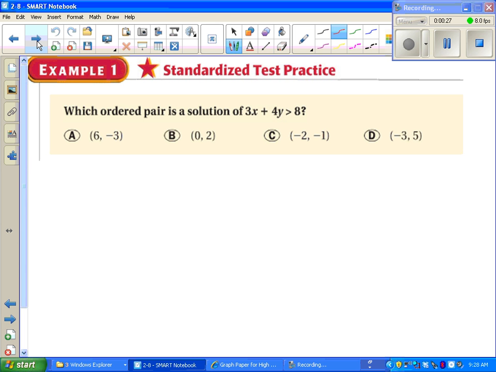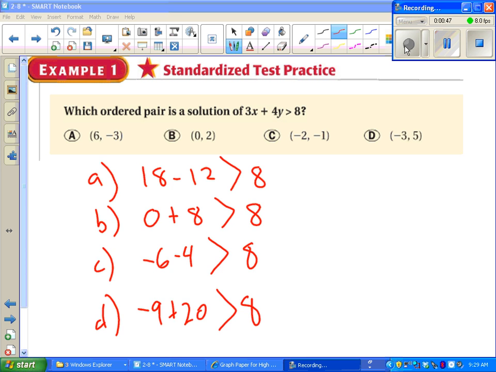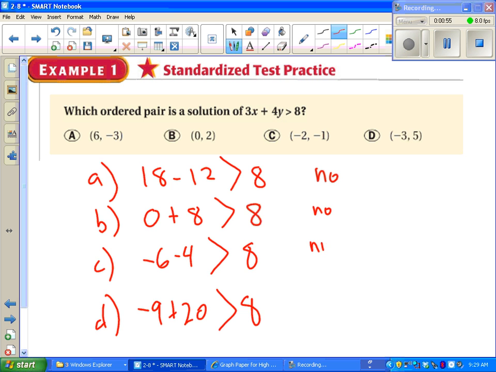So the way we do this time, it's asking us which ordered pair is a solution of this inequality. To figure that out, we can either graph the inequality, or we can just plug in numbers until we find something that works. Plugging in numbers is how I'm going to do this one. So I just start plugging in numbers until I find a true statement. Plugging in my x and y on all four of these, I notice that none of them are true until I get down to D. Negative 9 plus 20 is 11. That's the only one of those that's greater than 8. So I circle it and I'm done.